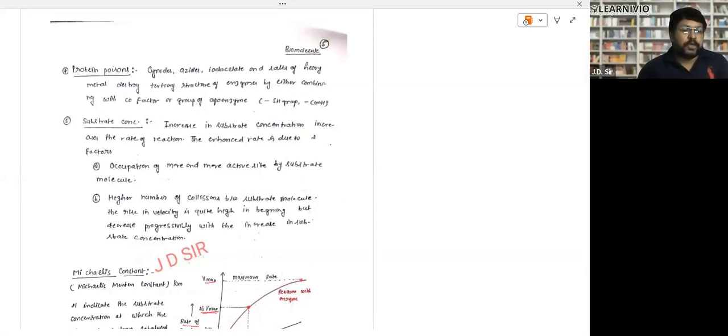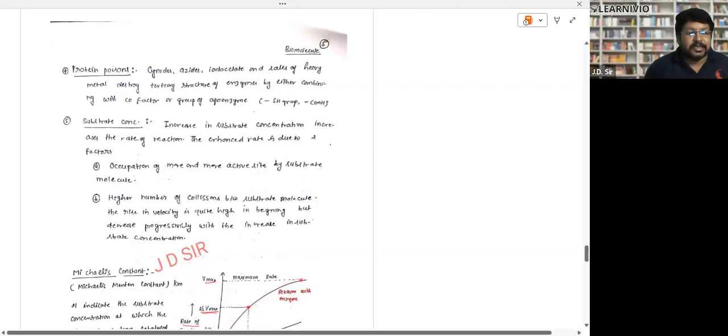What is a protein poison? Cyanide, azide, meaning they stop the activity of the enzyme, right? What will happen with the substrate concentration? Increasing the substrate concentration increases the rate of reaction of the enzyme, right?